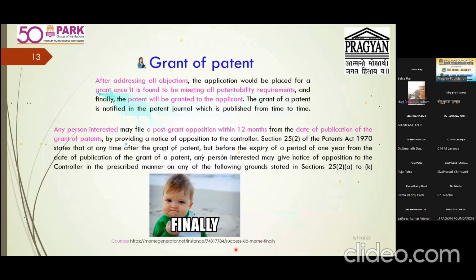After addressing all the objections, the application would be placed for grant once it meets all patentability requirements according to the Patent Act, or sometimes after amendment also. Recently they made an amendment. Sometimes you can go for the Patent Act 2003 also. Even in 2022 they modified something.